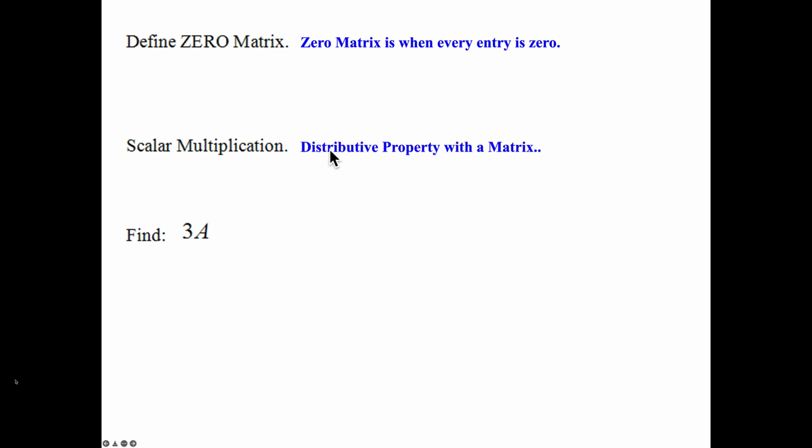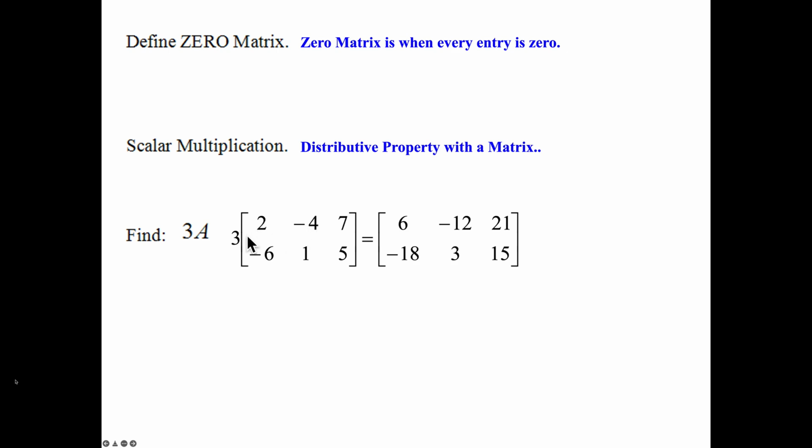Scalar multiplication, this is the distributive property with a matrix. All right, find 3A. So what that means, if we take our A, which was 2, negative 4, 7, negative 6, 1, 5, and we have the 3 multiplied to the front, we're just going to distribute it to every entry on the inside. So everything on the inside gets tripled.